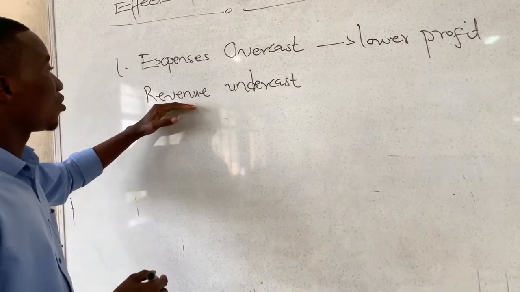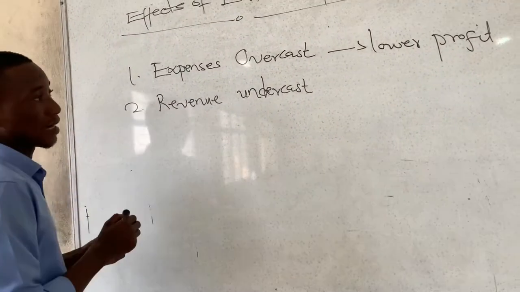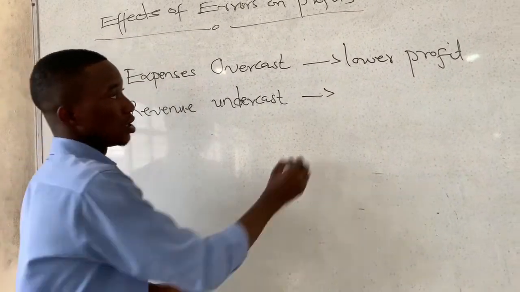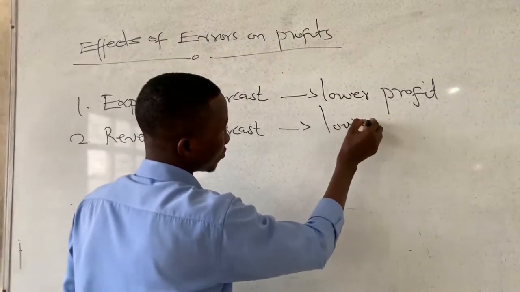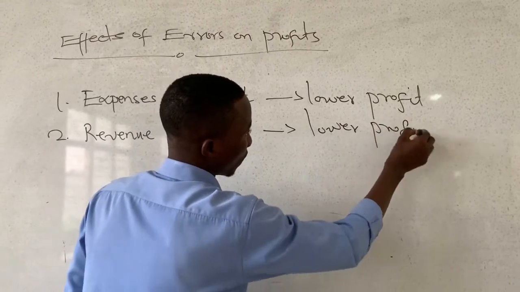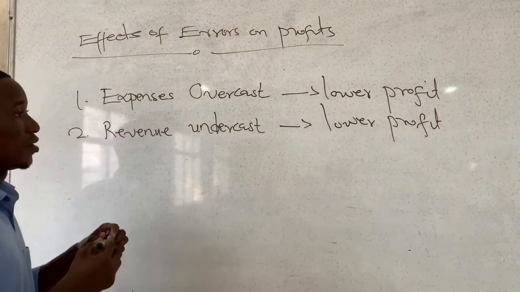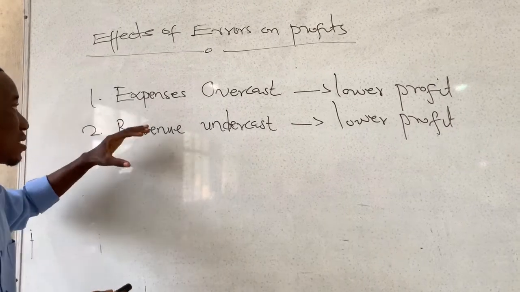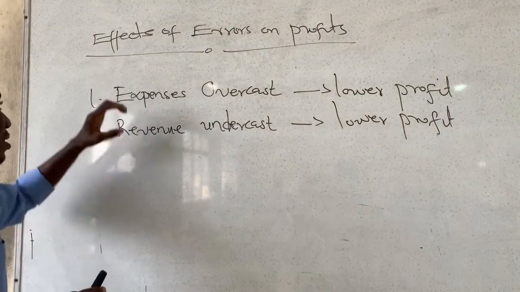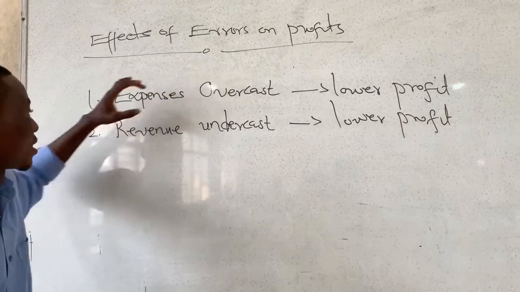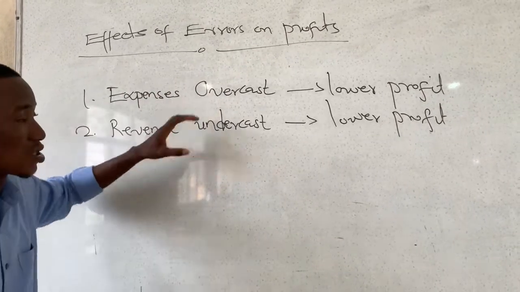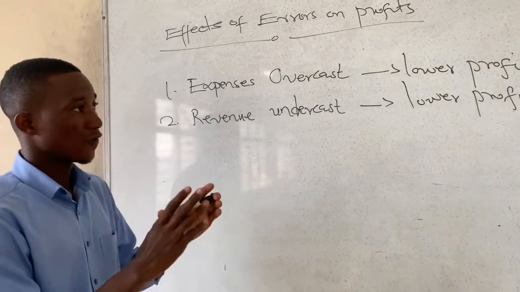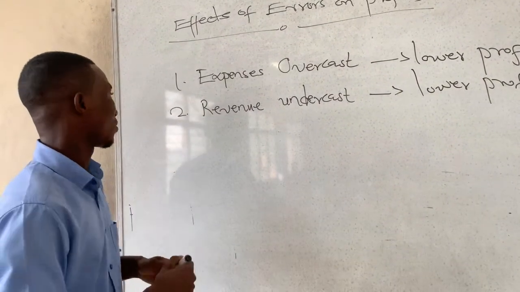So revenue undercast. When you understate your revenue, it will lower your profit. Okay, so what I wanted you to understand is that expenses overcast and revenue undercast will be added back to our profits in the statement of adjusted net profits.